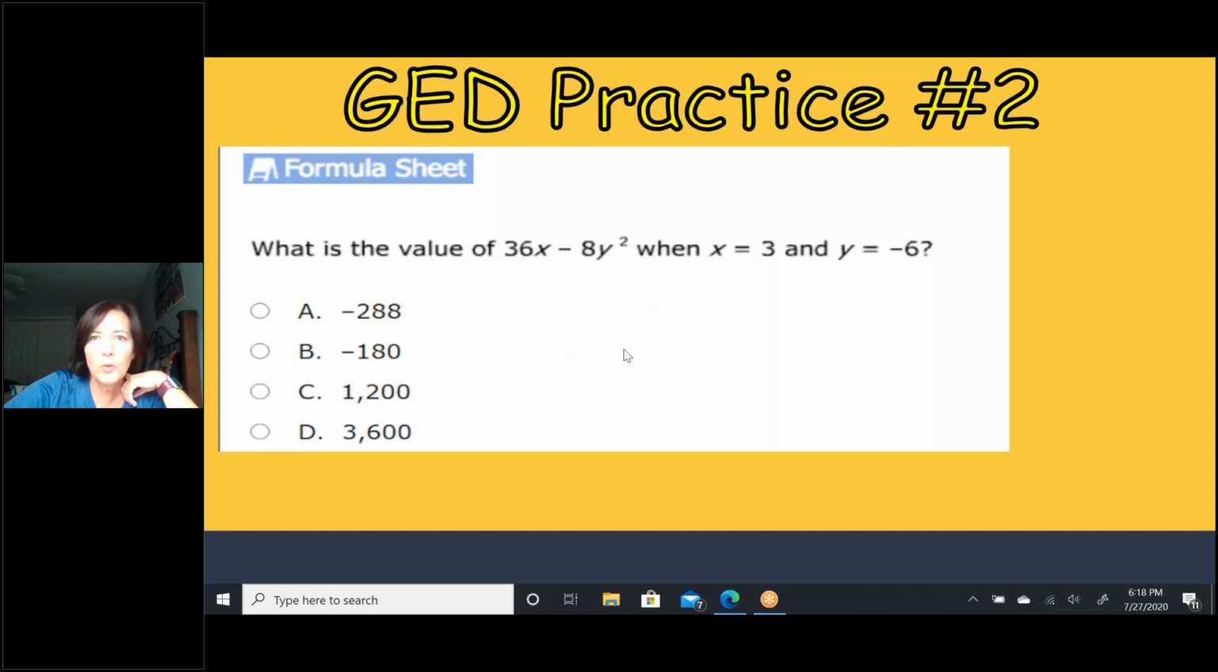Okay, number 2 is a little more challenging. It says, what is the value of 36x minus 8y squared? And they're telling us that x is equal to 3 and y is equal to negative 6. So Danielle, I'm going to pause for about 20 seconds. If you're watching the video, you could pause the video on your own, and then I'll start to explain it.